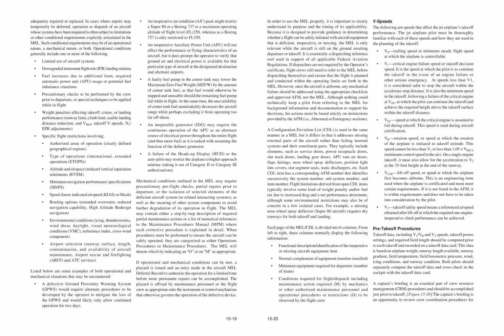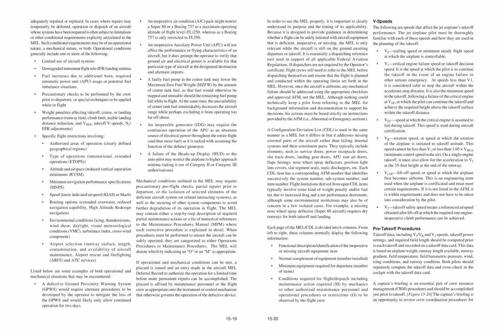The following are speeds that affect the jet airplane's takeoff performance. The jet airplane pilot must be thoroughly familiar with each of these speeds and how they are used in the planning of the takeoff. VS, stalling speed or minimum steady flight speed at which the airplane is controllable. V1, critical engine failure speed or takeoff decision speed. It is the speed at which the pilot is to continue the takeoff in the event of an engine failure or other serious emergency.